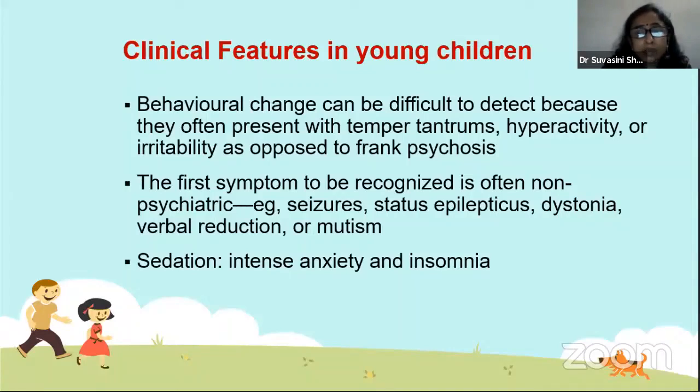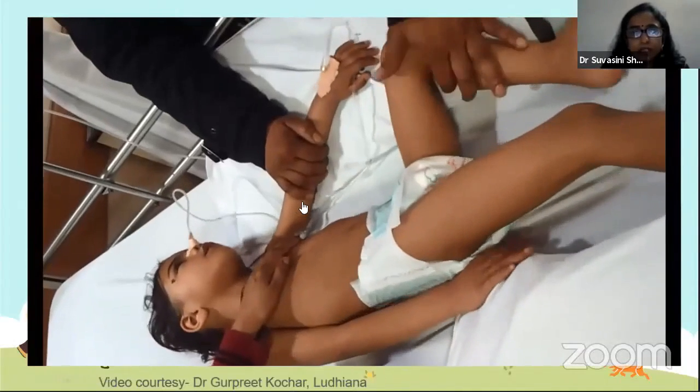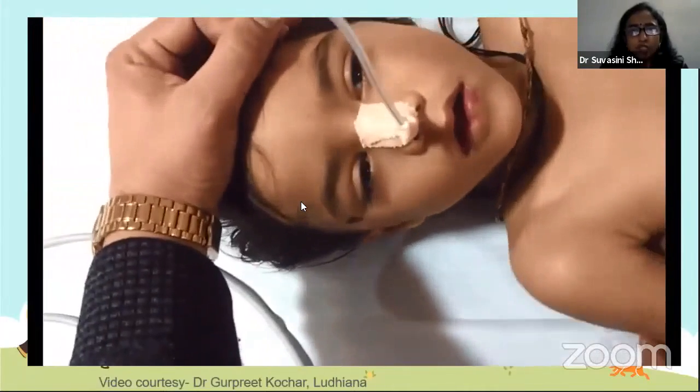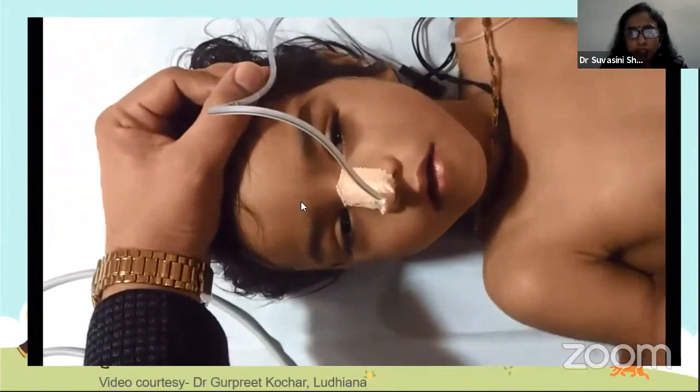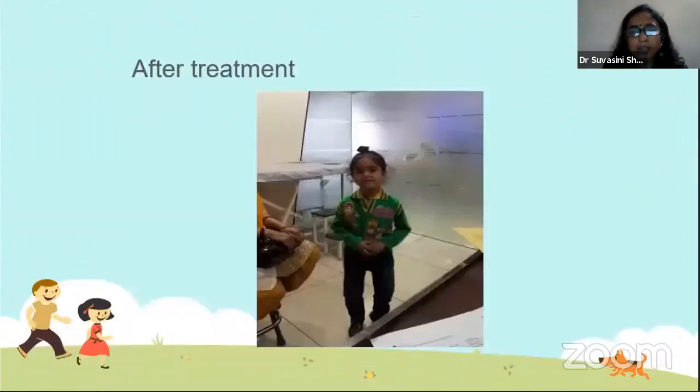And they may require sedation because of intense anxiety and insomnia. So this is a child. You can see the movements. So a lot of agitation, a lot of continuous movements. This is what is very frequently a characteristic feature of these patients. A lot of orofacial dyskinesias and continuous movements. But what is very heartening is after treatment, this child is almost back to normal. So very, very important to recognize early and treat early.